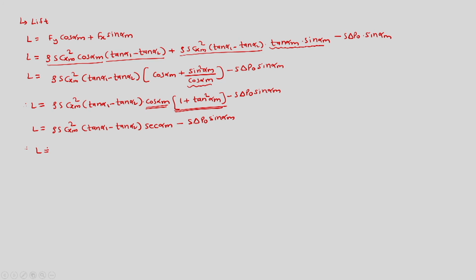So, we can write down L as this, and hence we can further find out the lift coefficient as lift divided by half rho L Cxm square, and then we can have it as 2 into S by L. Rho Cxm will get cancelled, then we have tan alpha 1 minus tan alpha 2 into sec alpha m minus S delta P naught over half rho L Cxm square into sin alpha m. So, this is the expression for lift coefficient.